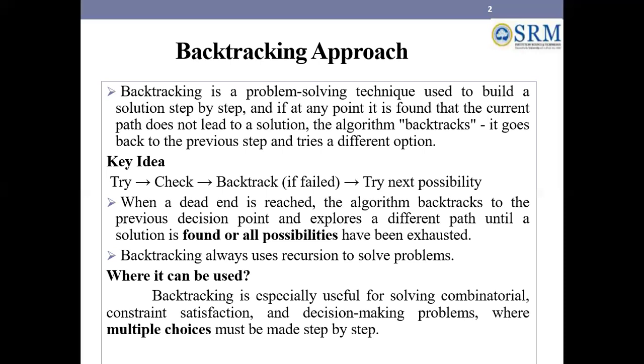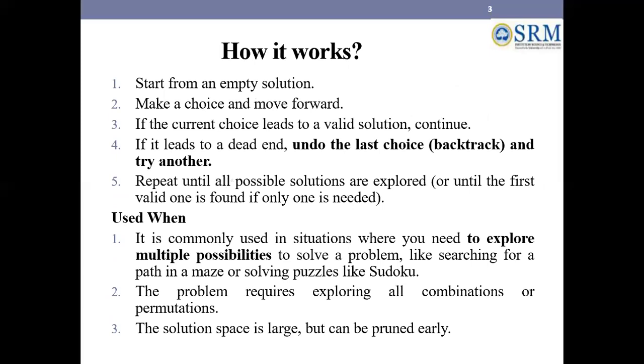Where can it be used? Backtracking is especially used for solving combinatorial, constraint satisfaction and decision making problems where multiple choices must be made step by step. So if the problem has multiple possibilities, choices or options to explore, in that case we can use backtracking.